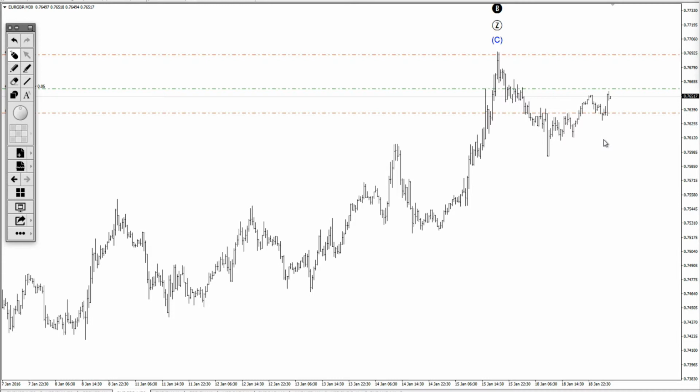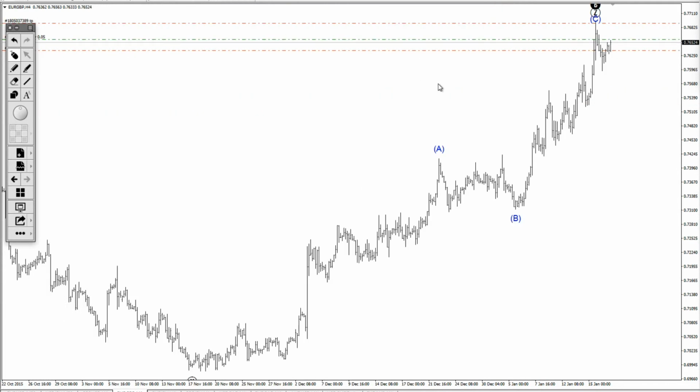So a buy stop, euro pound, buy stop 0.7656, stop loss 0.7635, take profit 0.7691. So the take profit level is right at the peak. So we are now counting that there's one more small wave to the upside before a larger reversal.